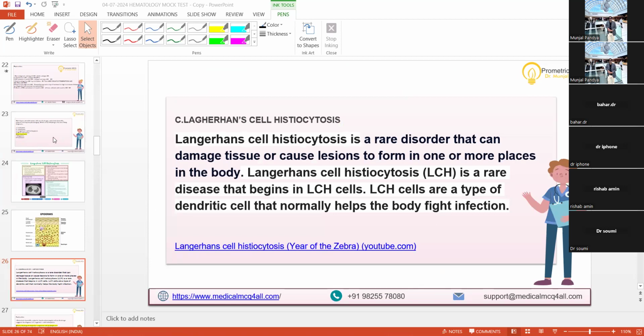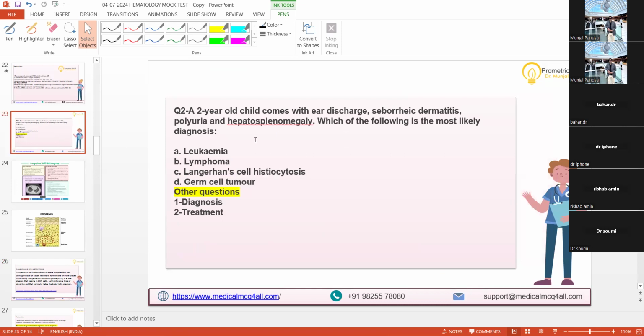Fine. So the answer. Why is it not Dr. Bahar Toprak's suggestion? Why is it not leukemia or lymphoma? Because we don't see ear discharge or seborrheic dermatitis or pylori. We would expect ecchymosis, purpura, hemostasis issues, but there are no other symptoms. Okay. Fine. Fair enough.